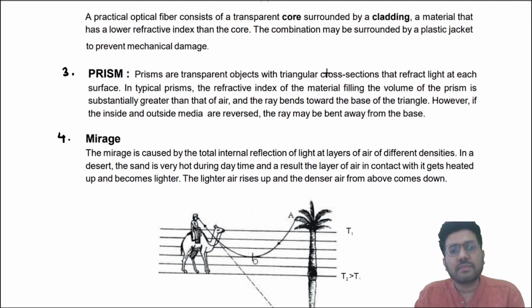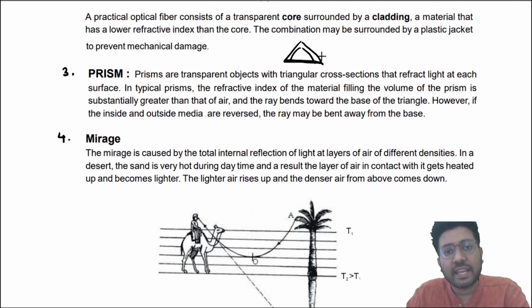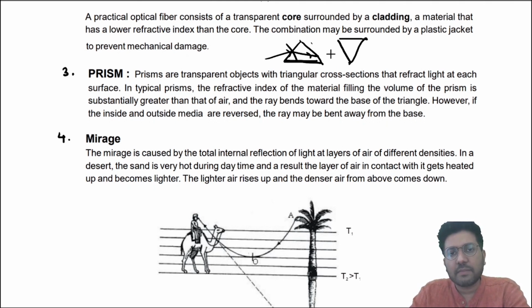Okay, in a typical prism, the refractive index of the material filling the volume of the prism is substantially greater than that of air, and the ray bends towards the base of the triangle. So normally a prism is made such that the material has more volume compared to any air gap. Mostly we will not take any air gap, but if there is, then the volume of the material inside the prism has to be more than the volume of the air gap. Mostly it is arranged in such a way that the light after refraction is moving towards the base of the prism. But if you keep it the opposite way, it might be possible that light might move away from the base, but we normally put it in such a way that light is traveling towards the base.